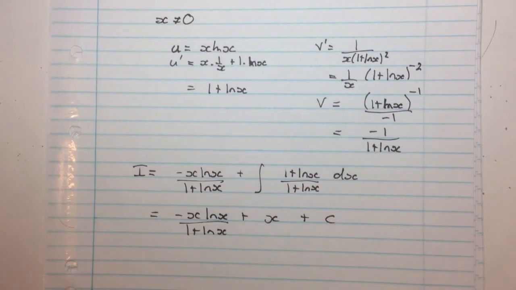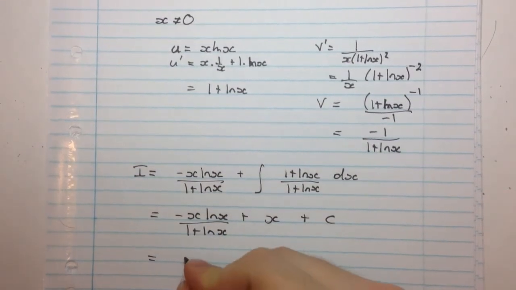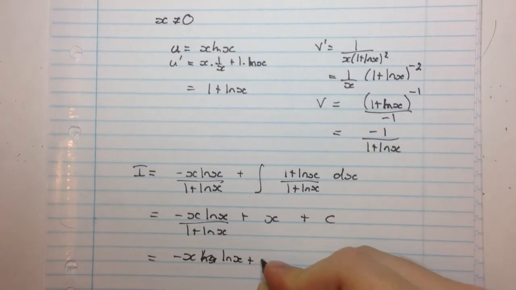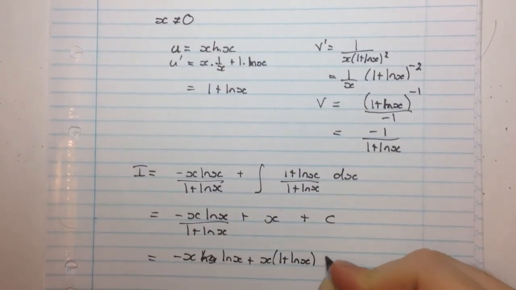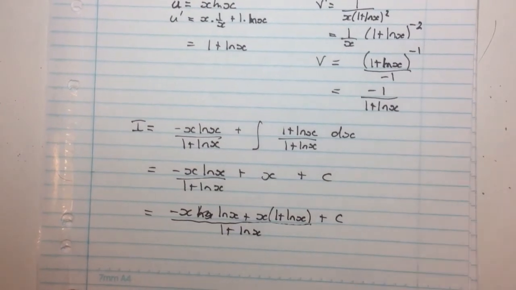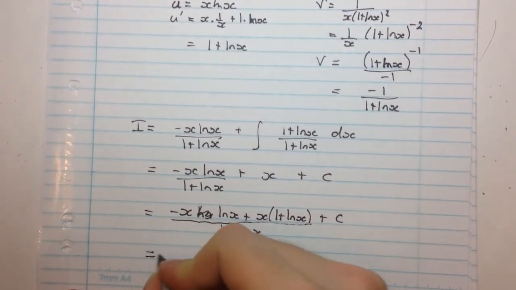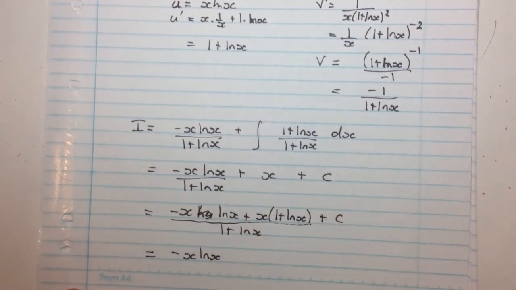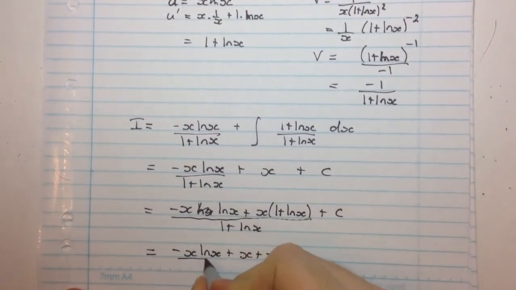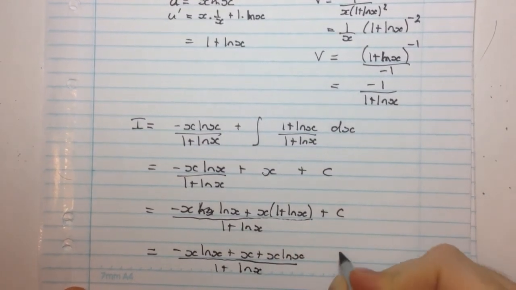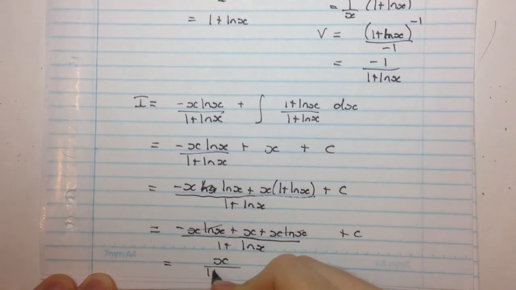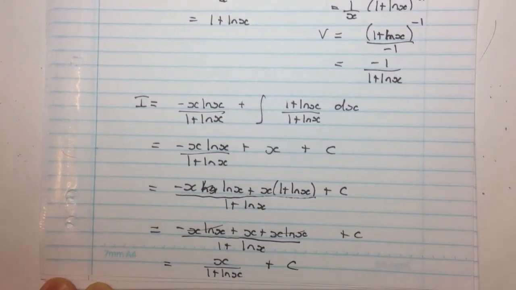Now we can simplify this a little bit more. If we make a common denominator between these two, we're going to get minus x log x plus x times (1 plus log x), plus c, all over 1 plus log x. So we get minus x log x plus x log x plus x, all over 1 plus log x, plus c. We can see these will cancel, and we're left with x over 1 plus log x plus c. And that is your final answer.